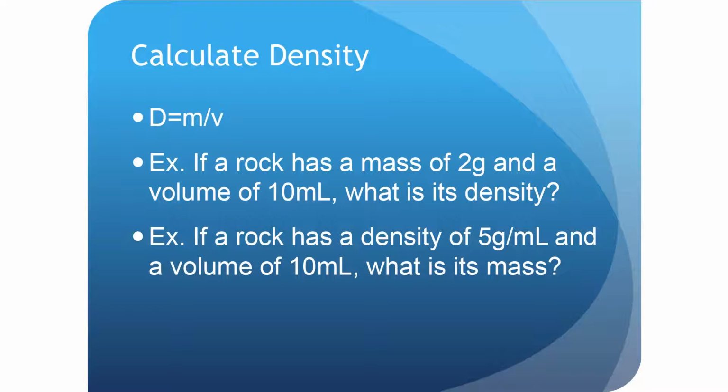How about another one? If a rock has a density of 5 grams per milliliter and a volume of 10 milliliters, what's its mass? Now this one is a little more tricky. In order to do it, I need to set it up so that 5 is equal to the unknown mass divided by 10 milliliters, so our mass should be 50 grams.